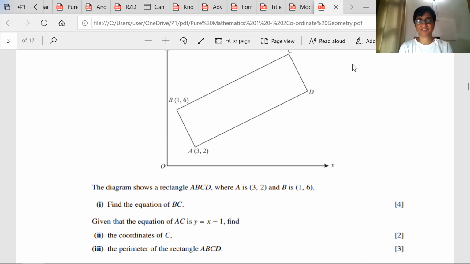Okay, good. Right, so the perimeter, you can find the distance between AB and distance between BC, and then double each one because you have 2 of each and add.